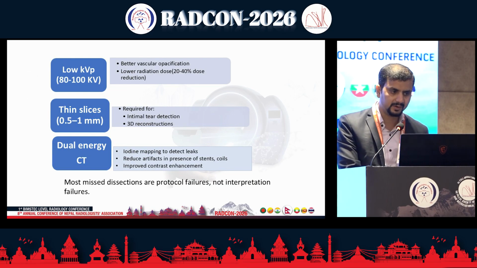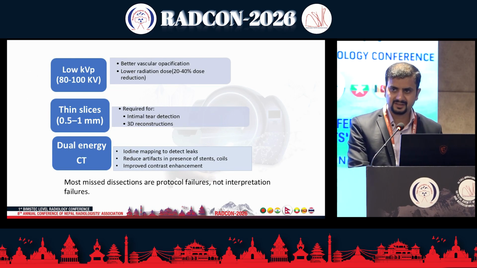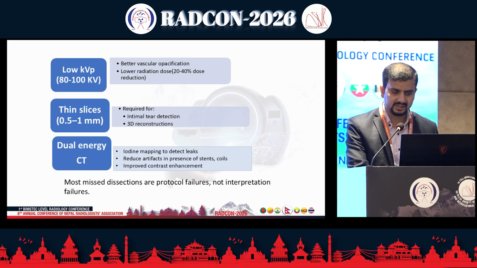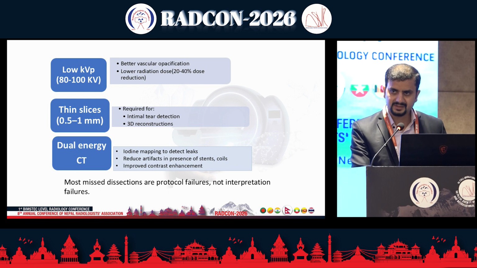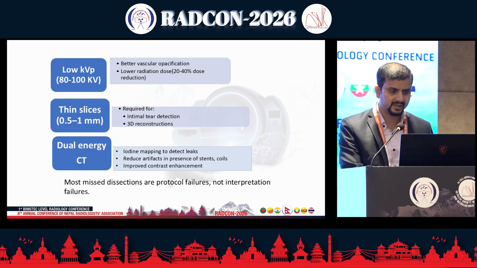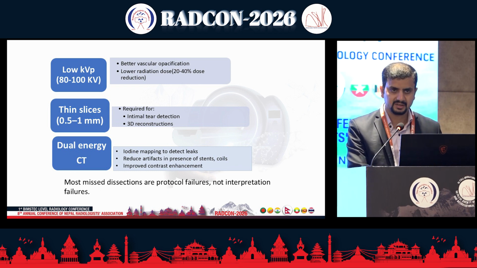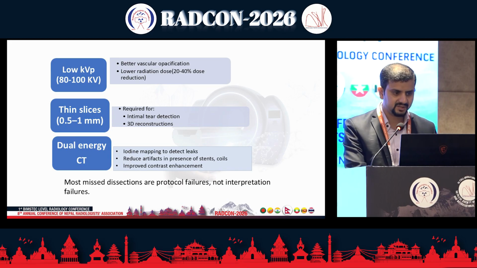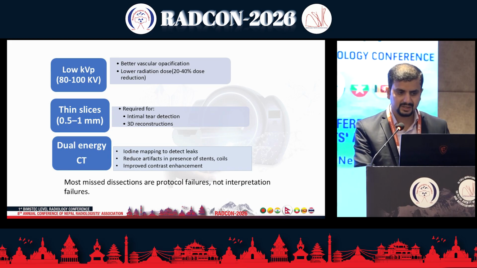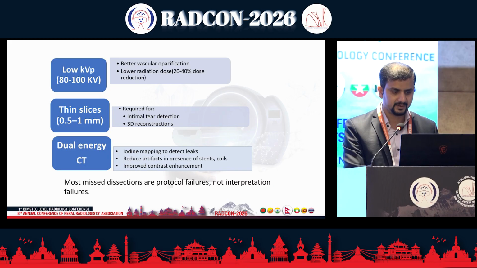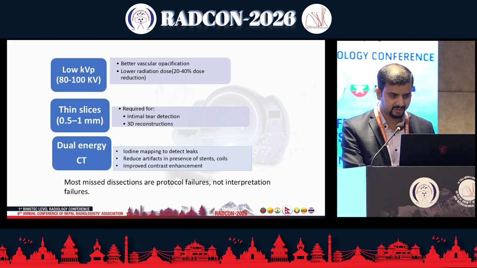Low kV, down to 80 kV, sometimes provides better vascular opacification in thin patients. It also helps lower the radiation dose by around 20 to 40%. Also, thin slice acquisition should be done. It is required for intimal tear detection and for proper 3D reconstructions.